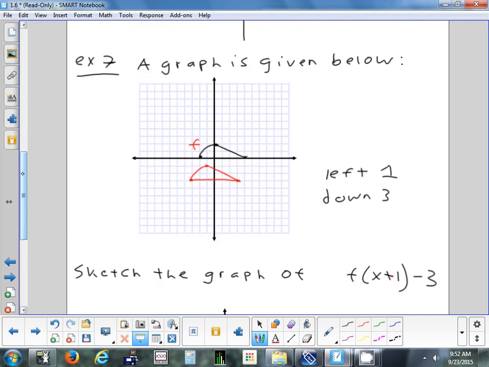I sketched the graph above. Any questions on that one? Redraw the middle over there. So every point went left 1, down 3.